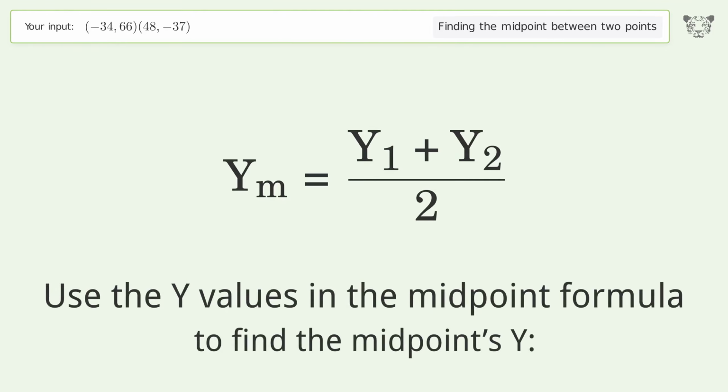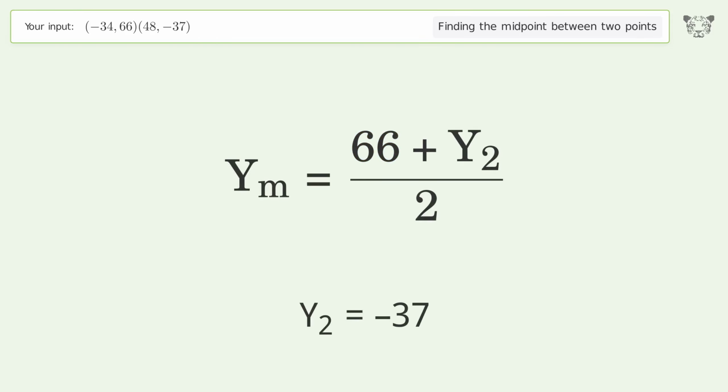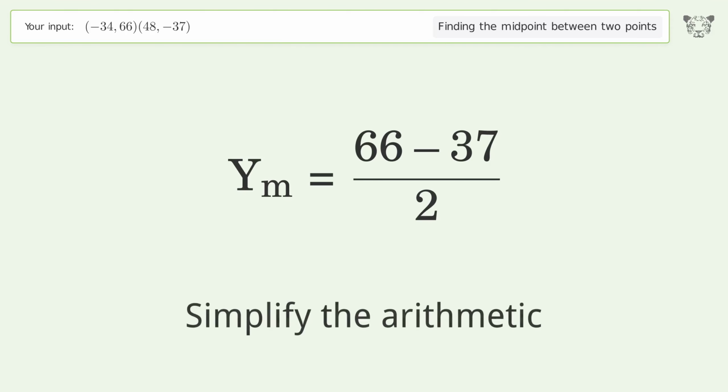Use the y values in the midpoint formula to find the midpoint's y. y1 equals 66. y2 equals -37. Simplify the arithmetic.